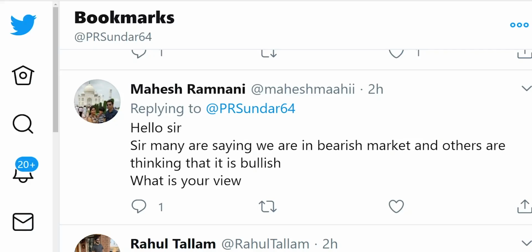Many are saying we are in a bearish market, and others are thinking that it is bullish. What is your view? Forget about my view. What the definition says, if a market has fallen 20% from the top, that is considered a bear market. And if the market is up more than 20% from the bottom, then it is considered a bull market. So in the month of March, we tested 7,500, and then whenever it crossed 9,000, which is 20%, it is considered a bull market. So we are in a bull market, there is no doubt about it. But at the same time, do not assume that because we are in a bull market, the market should continuously move higher. Markets make two-way movements. They do not move in one straight line.